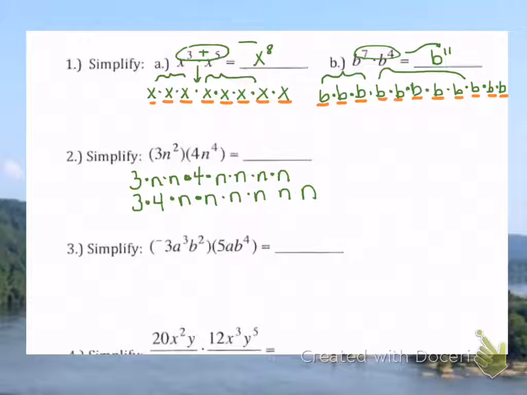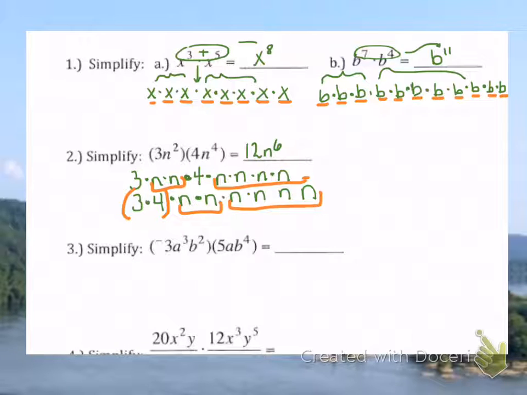So we have our 2 factors of n, and then we have our 4 factors of n, and you can see I've grouped the coefficients 3 and 4. So we can shorten that up once we've looked at it in expanded form. That 3 times 4 we know is 12. And then we have 2 factors of n and 4 factors of n being multiplied together. And so altogether that is 6 factors of n, or n to the 6th. So we multiply our coefficients. We're adding our exponents when we have the same base.